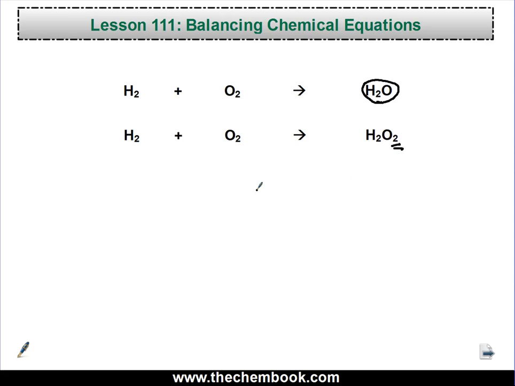Well, water is H2O, whereas hydrogen peroxide is H2O2. So if you added that second subscript, the 2, you have changed substances, and we do not do that when we balance equations. So I just want to clarify that we always change the coefficients in front, and coefficients are the numbers in front of the molecules.